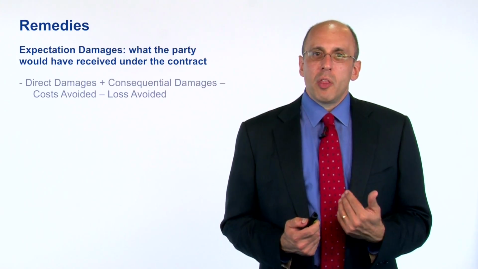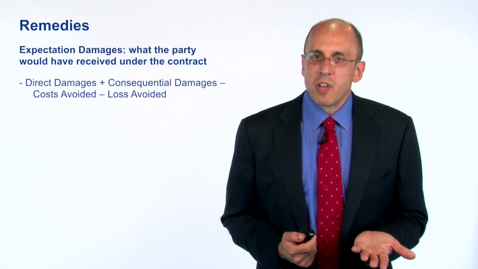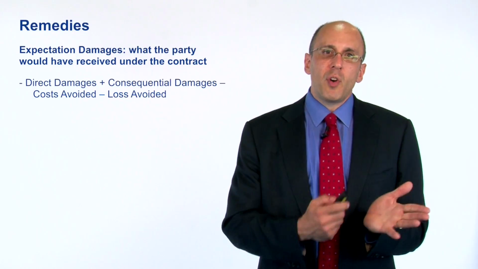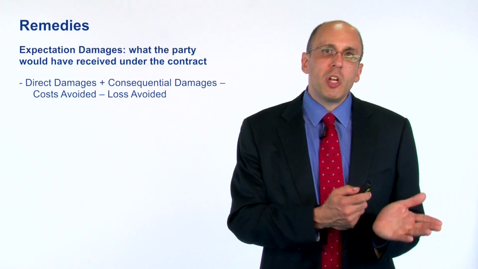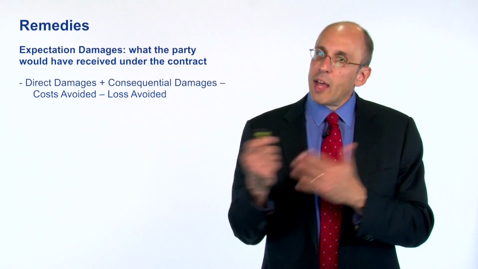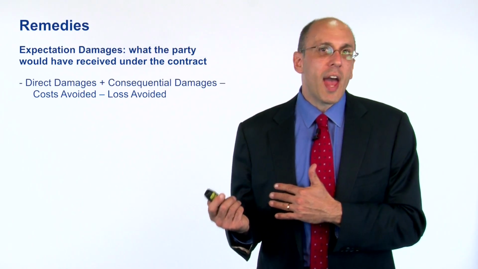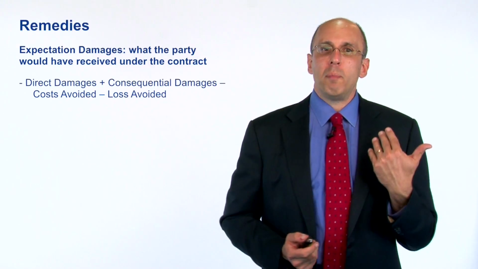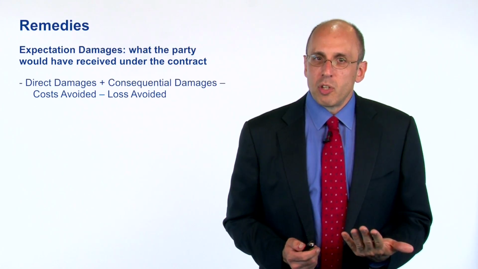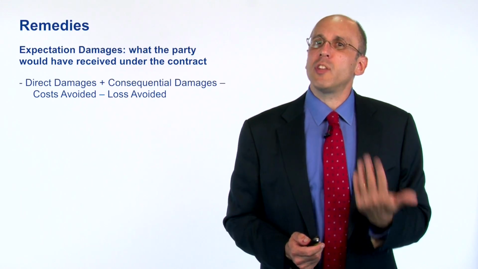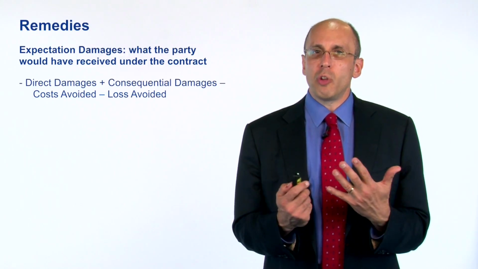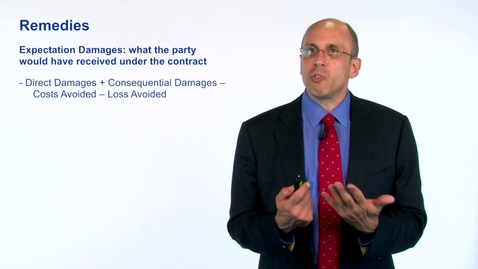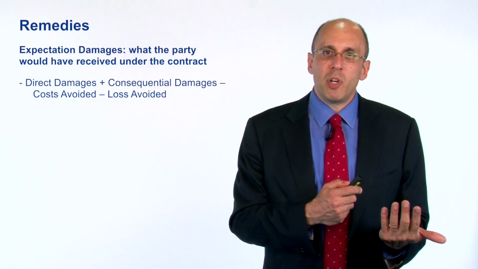That means that there might be direct damages. So that would be the difference in value between the performance a party should have received and the value of the performance that the party actually received. So that would be direct damages. Then there might be consequential damages. So those are losses that result from other transactions that are dependent upon the breached contract.